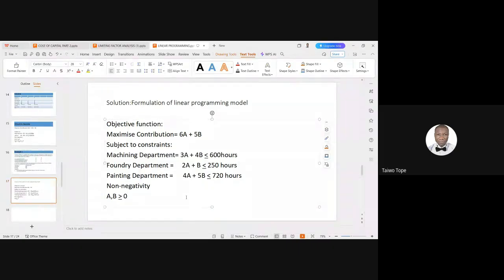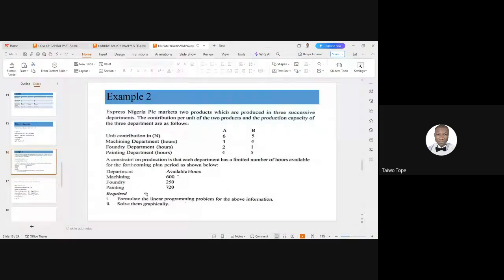Now, this is the response to the first part of the question. Now that we have it, we should solve them graphically. Yes, Mr. Abajide.